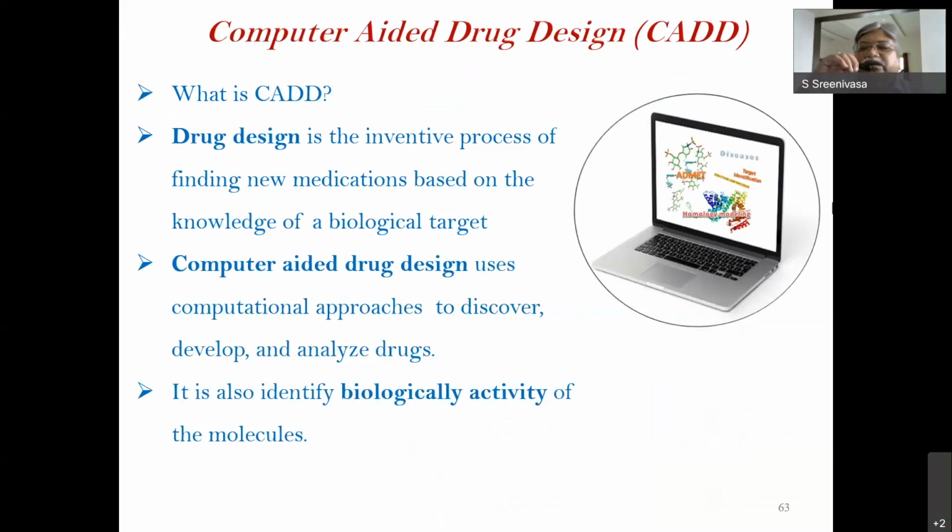Now we will move on to an aspect called computer-aided drug designing.